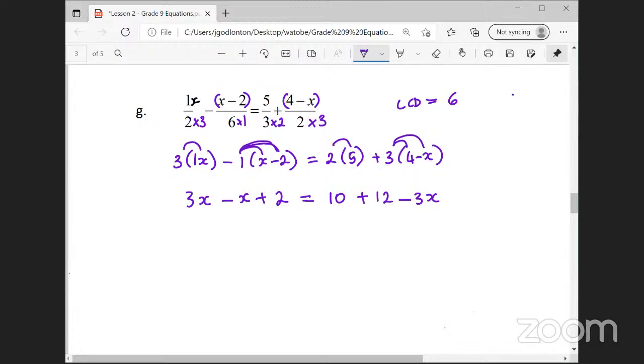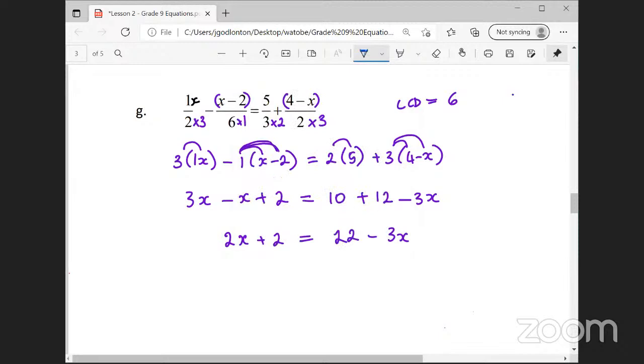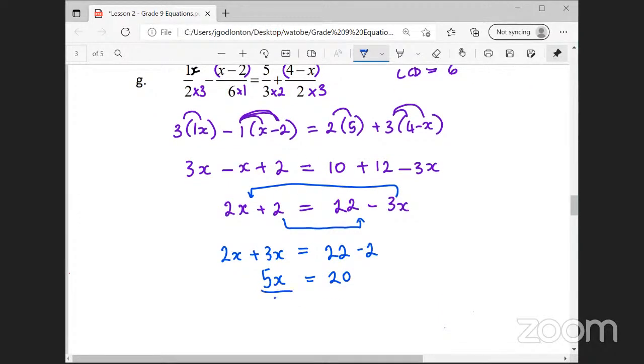Okay, I'm just going to simplify my like terms on each side. So I have 2x plus 2 is equal to 22 minus 3x. Then I'm going to send this 3x onto that side, and I'm going to send this 2 onto that side. So I'm going to get 2x plus 3x and 22 minus 2. And so we get 5x is equal to 20. Divide both sides by 5, and so we'll see that x is equal to 4.